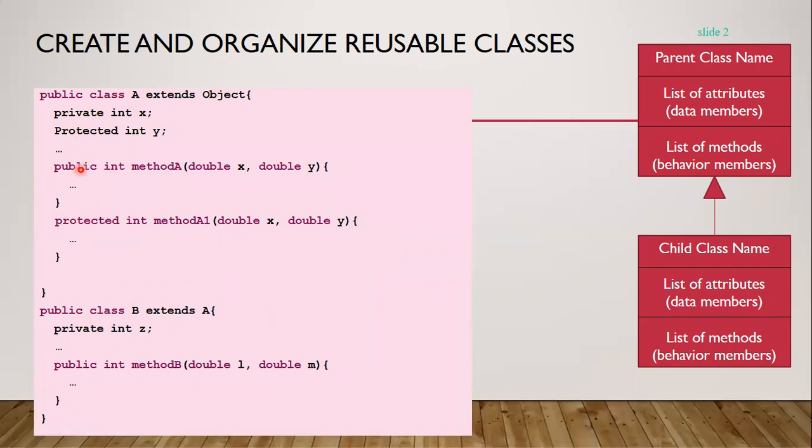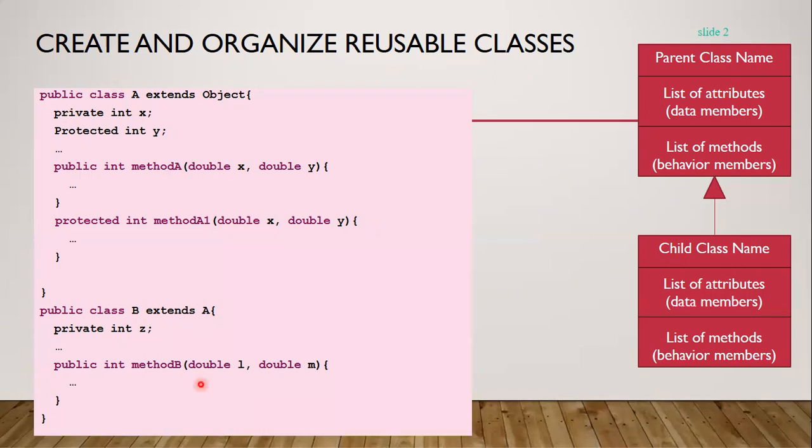Remember, private members belong to the class itself. They are not visible outside the class. Public and protected are visible outside the class. Public is visible everywhere. Protected is only visible in an inheritance hierarchy. So what it means is, if we have a class A here, a class becoming the child of this class will have the public and the protected members of the parent class.